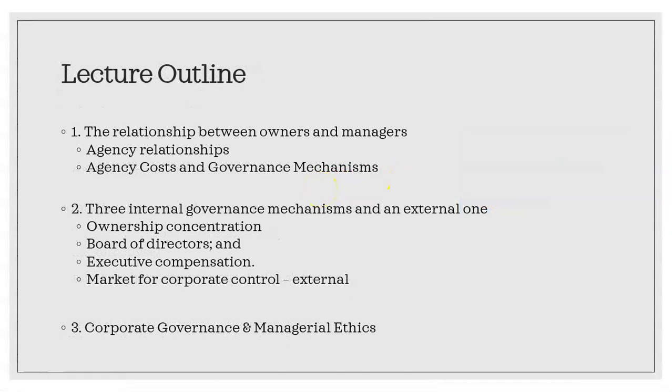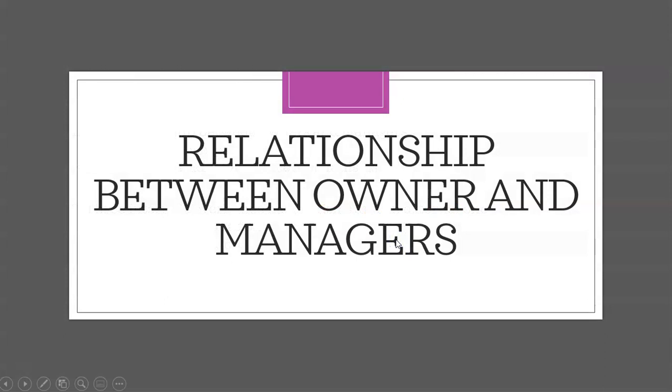We will look at the relationship between owners and managers, and this includes agency relationships and the costs related to instituting these governance mechanisms. Then we will look at the three internal governance mechanisms, which are ownership concentration, board of directors, and executive compensation, and then an external mechanism, which is the market for corporate control. And then finally, we will look at corporate governance and managerial ethics.